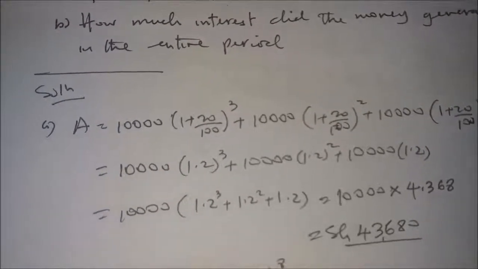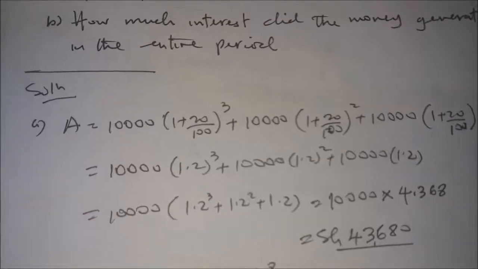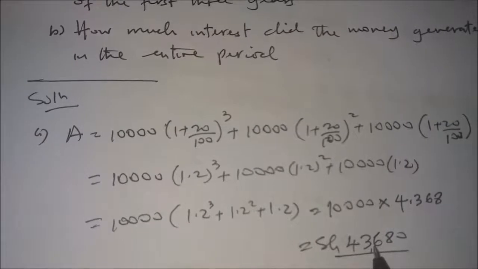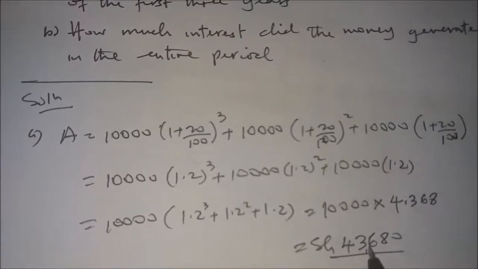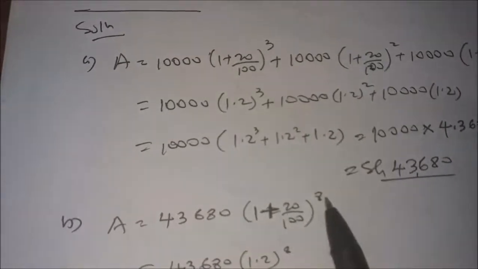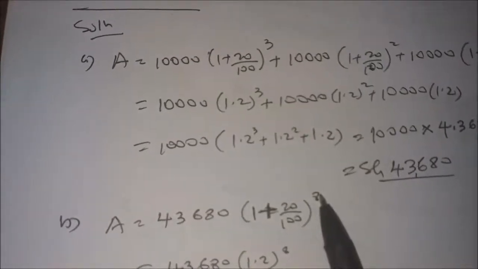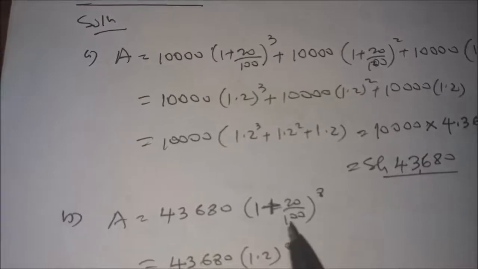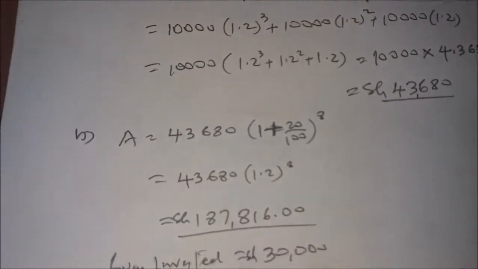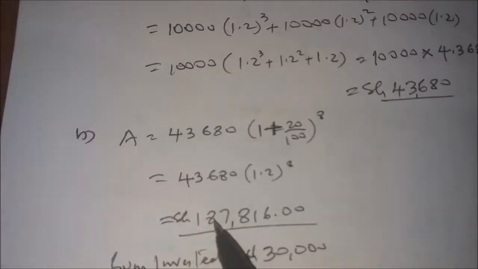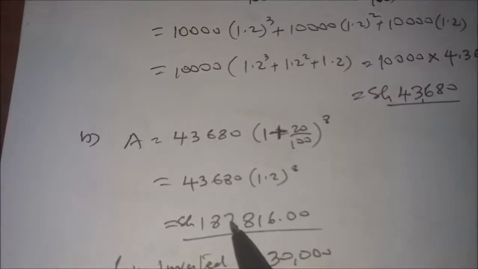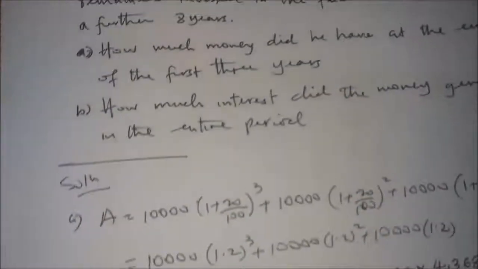Now, this amount remained in the institution for a further 8 years. So it is reinvested again at the same rate, but now for 8 years. And we can follow through, and finally we get 187,816. This is the accumulated amount at the end of 8 years.